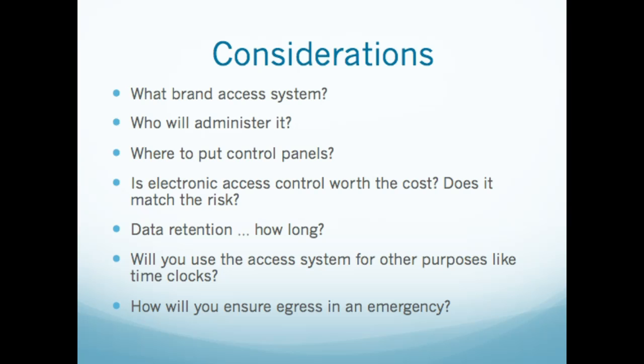But really the biggest consideration is, is it worth it? Do you need electronic access control? Does it match the risk? Do I need to know? Do I need a history of who went in and out of this area or this room or this building? That's the biggest consideration. If you need a history, then you need some kind of electronic access control. If you don't require that history, you just want security on the room, a key may be your best bet. You have to consider data retention.